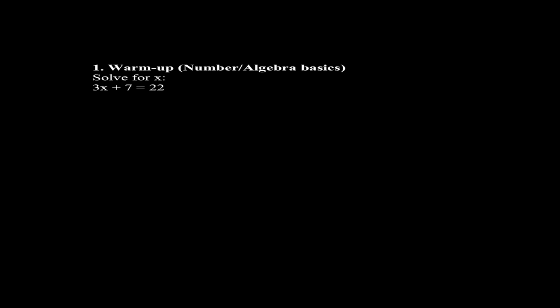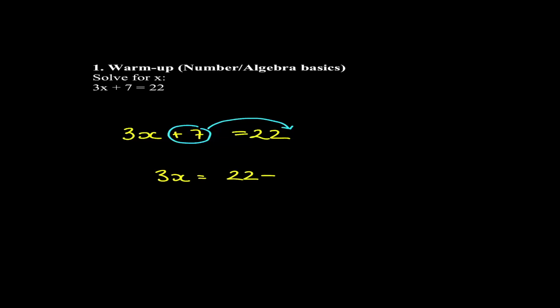So solve for x. We've got 3x plus 7 equals 22. So in order to do this, all we need to do is isolate the x. So let's write out the equation. We've got 3x plus 7 equals 22. So we're going to remove this 7 first by bringing it to this side. And so it becomes a negative. So you've got 3x equals 22 take 7.